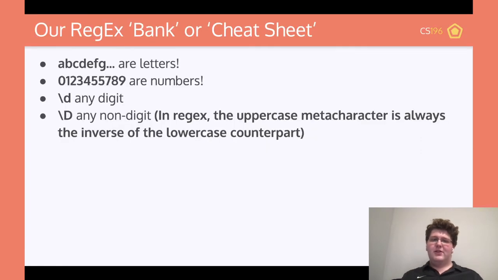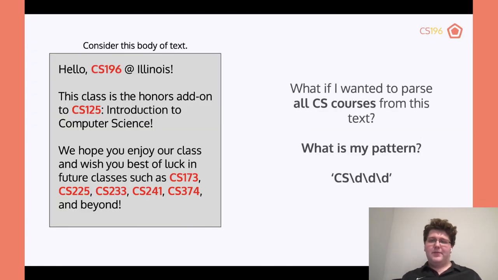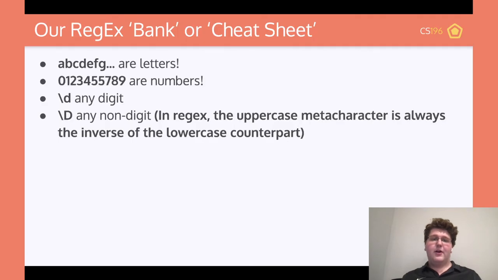Okay, so looking at our cheat sheet, I might have also forgotten something. No, okay. So \D with a capital D, this is where things get a little bit more complex. Basically, a capital D is the opposite of a lowercase d. So in this case, it's going to tell us, look for anything that isn't a digit. So in regular expressions, the uppercase metacharacter is always the inverse of the lowercase. So that's what I just said in a little bit more complex speak.